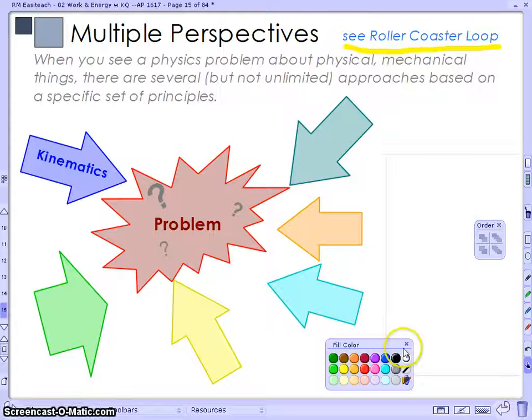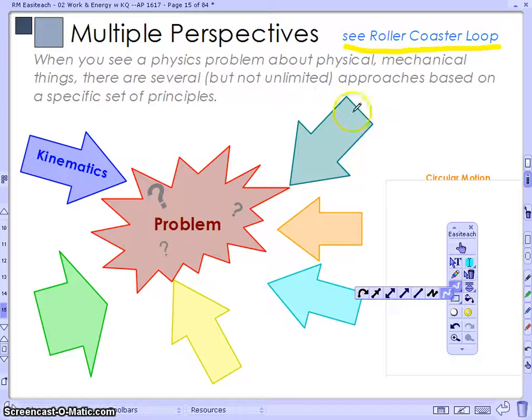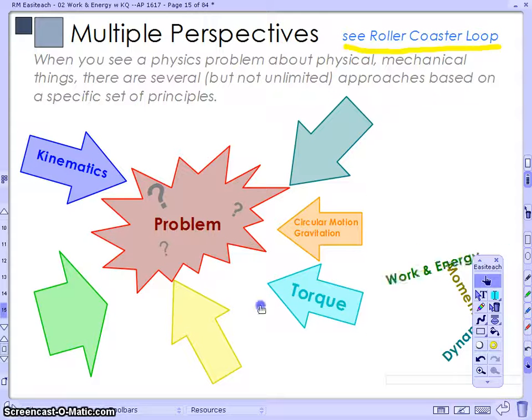Okay, these different perspectives, as far as I'm concerned, throughout the year, I'm not talking about situations where we have electricity or fluids. These are physical, mechanical things, quote unquote. That's not a rigorous definition, but here are my different approaches. You've got torque and rotation, which we haven't learned about, not to be confused with circular motion. The torque that's involved in rotation is different. When you see a problem, you're going to be confronted with that.